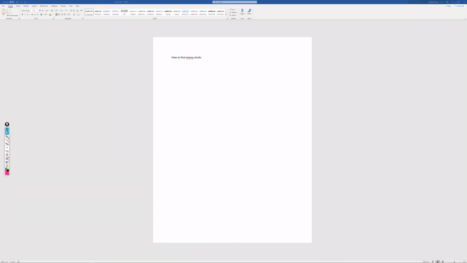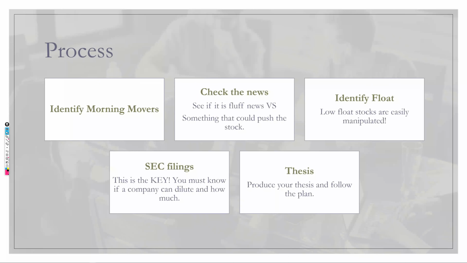So first things first, you want to be able to identify morning movers. You can do that in a number of ways. I have my Trade Ideas up all the time, and it's over here in the left-hand corner of my screen. So you'll watch here. I'll pull up my Trade Ideas scanner and I'll show it to you. But all you're doing is you want to see what's gapping up.